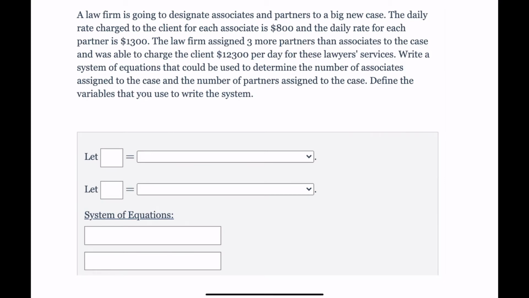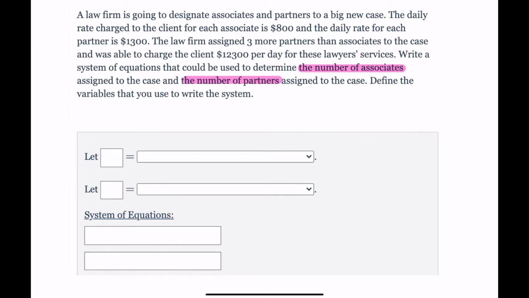A law firm is going to designate associates and partners to a big new case. The daily rate charged to the client for each associate is $800, and the daily rate for each partner is $1,300. The law firm assigned 3 more partners than associates to the case and was able to charge the client $12,300 per day for these lawyer services. Write a system of equations that could be used to determine the number of associates assigned to the case and the number of partners assigned to the case.